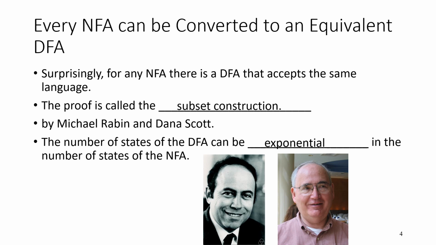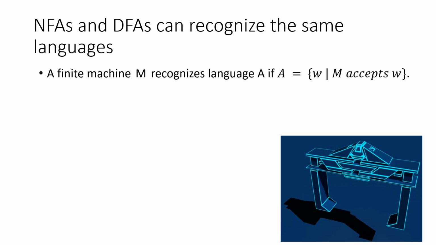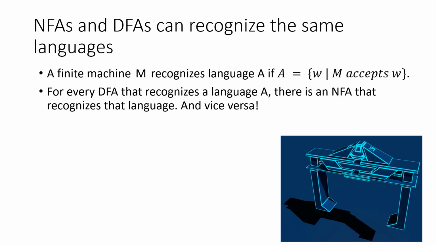I just also want to take a moment to point out what it means to be an equivalent DFA. NFAs and DFAs can recognize the same languages, so that's what it means for them to be equivalent. Remember, a finite machine M recognizes the language A if A is equal to the set of W such that M accepts W. For every DFA that recognizes the language A, there is an NFA that recognizes that language, and vice versa. Because the languages that DFAs work on and the languages that NFAs work on are exactly the same, it turns out the amount of stuff NFAs and DFAs can express is exactly the same.